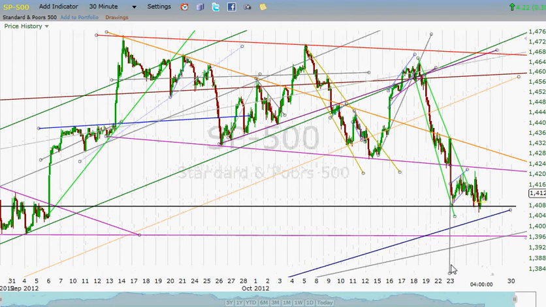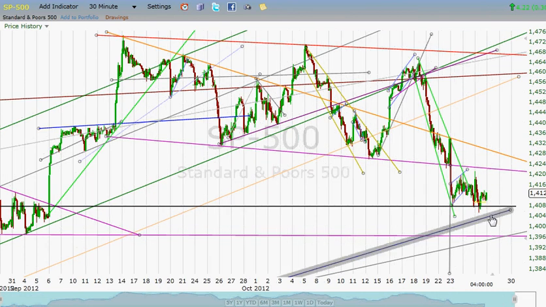Our minimum target is about 1382. In order for that to be reached, the S&P has got to plow through some support levels. And I'll be honest with you, it's not easy to see if that's going to happen or not. We just have to watch it. Basically, the last of our support levels are in roughly the mid 1390s. And I'm thinking if we get down under 1400, I think for sure we'll get on down to that level.